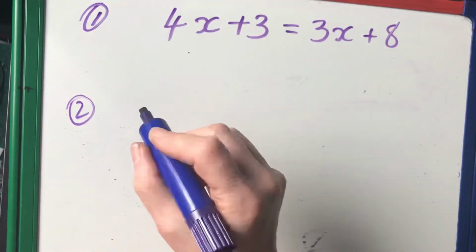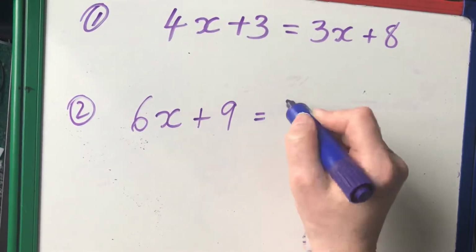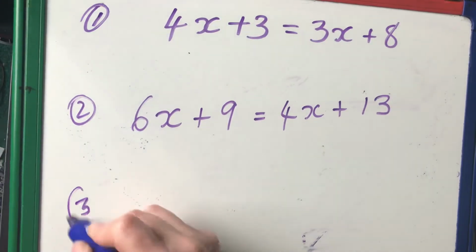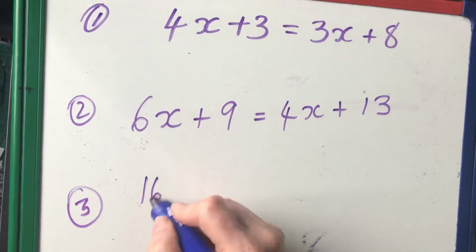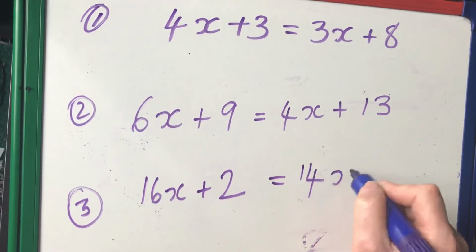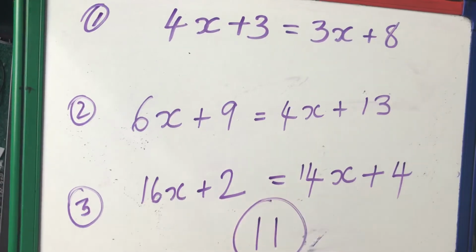Number 2, 6x plus 9 is equal to 4x plus 13. And number 3, 16x plus 2 is equal to 14x plus 4. Press pause, have a go at those 3 equations. When you come back, I'll just give you the answers. If you get the answers, you can stop watching. If you don't, I'll explain how to do them afterwards. So press pause and have a go.